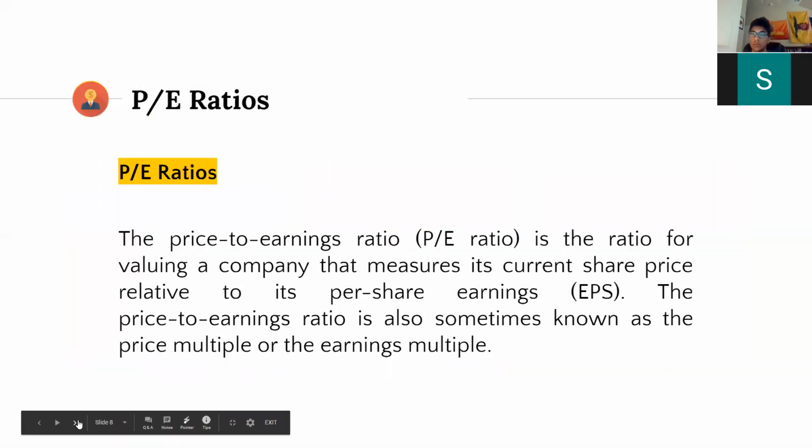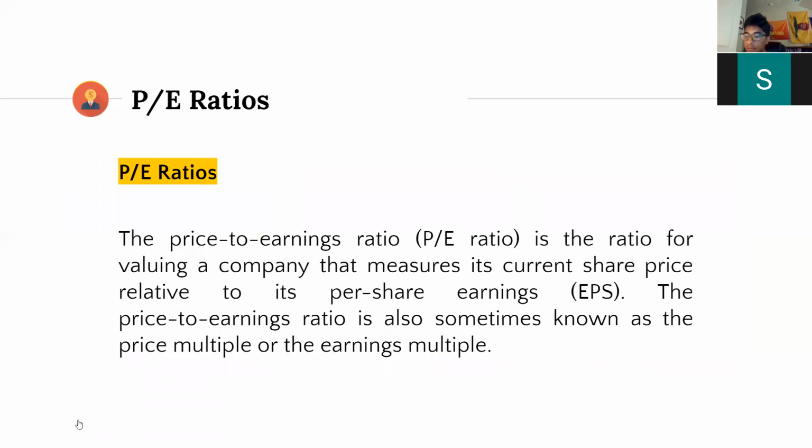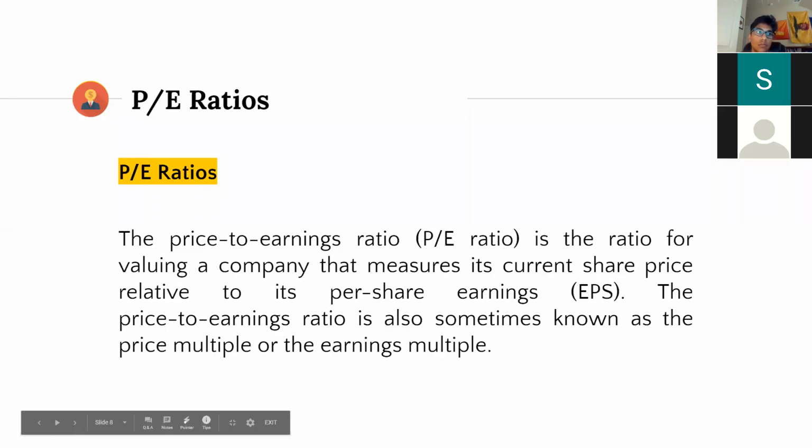The first type is a PE ratio. This is called a price to earnings ratio, and it is the ratio for valuing a company that measures its current share price relative to its per share earnings, or the EPS of the company. The price to earnings ratio is also sometimes known as the price multiple or the earnings multiple ratio. Essentially, the PE ratio divides those 2 statistics that we can actually find, and it creates that prediction that we look to in the future.